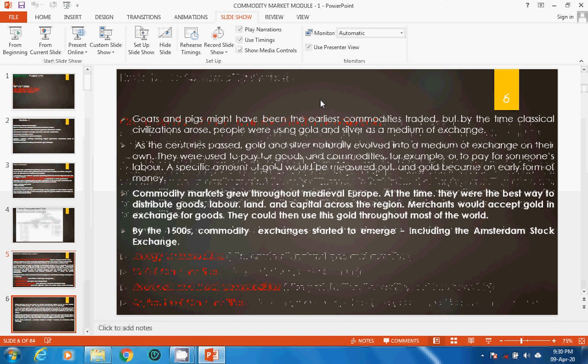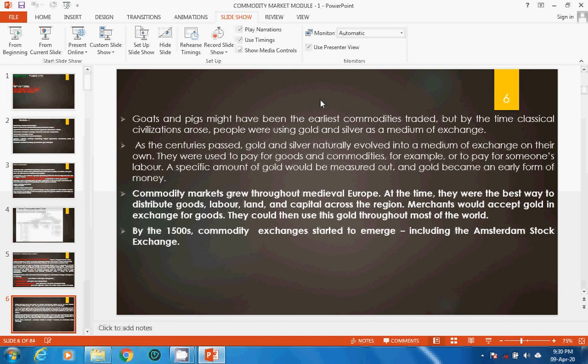Goats and pigs might have been the earliest commodities traded, but by the time classical civilization arose, people were using gold and silver as a medium of exchange. As I told you, goats and pigs might have been the earliest commodities traded. That is before the invention of the medium of exchange called gold and silver, when commodities were traded for commodities only.